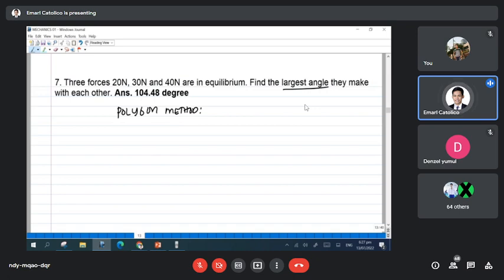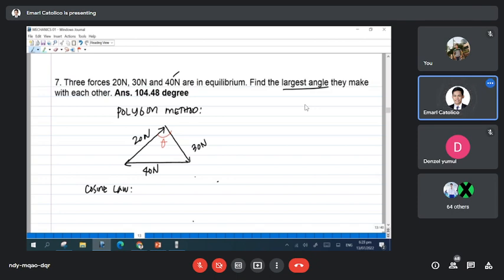So, ang hinahanap dito is largest angle. So, ibig sabihin, angle ng 40. Or angle opposite doon sa 40 natin. So, let's say, ito yung ating 30 Newton. Tapos, ito yung ating 40 Newton. Then, ang magsasara natin is 20 Newton. So, pinaka-largest angle, matatagpuan yan sa opposite ng largest na force, which is 40. Okay? So, naka-form tayo ng triangle. So, gagamit tayo ng cosine law.